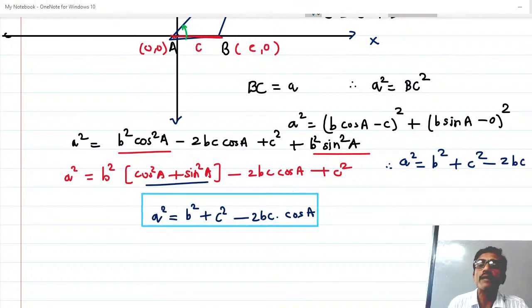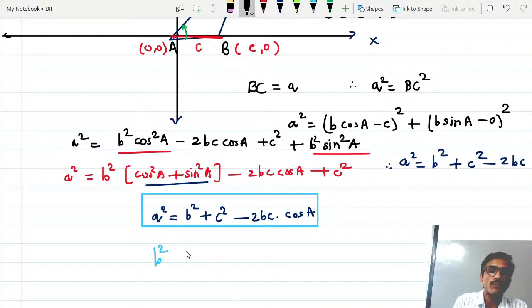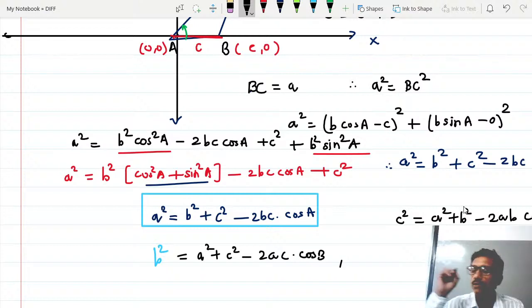Similarly we can show that B square is equal to A square plus C square minus 2AC cos B, and C square is equal to A square plus B square minus 2AB cos C. So this is what is called the cosine rule.